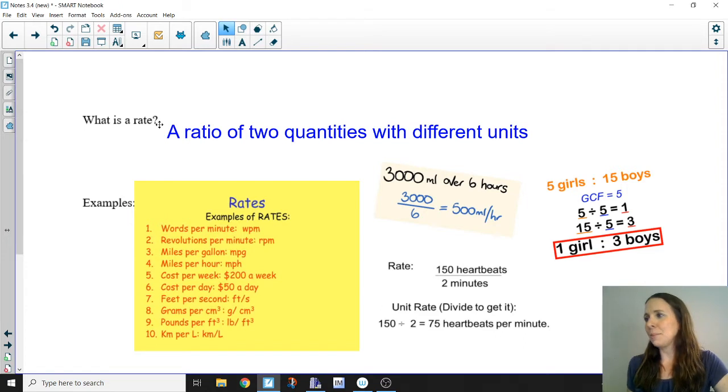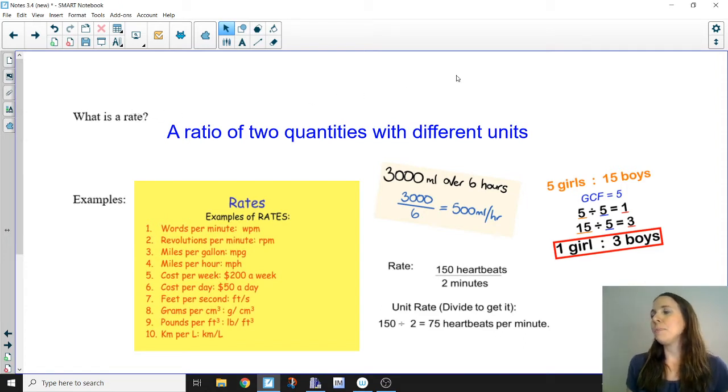I'm going to move this a little bit because it's bothering me. There we go. The first question is, what is a rate? And a very simple definition for a rate is it is a ratio of two quantities with different units. Okay, you have a lot of experience with rates before now. I put a ton of examples there.